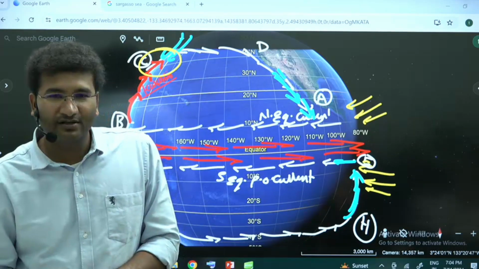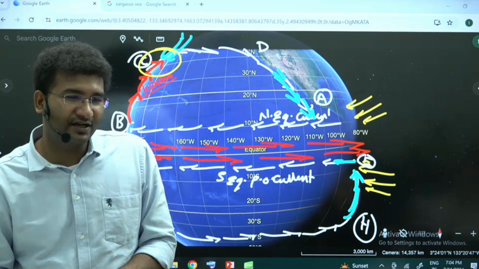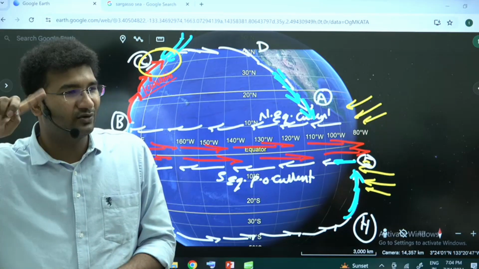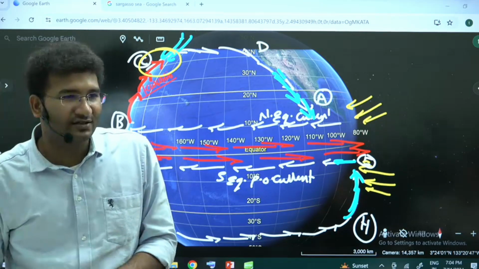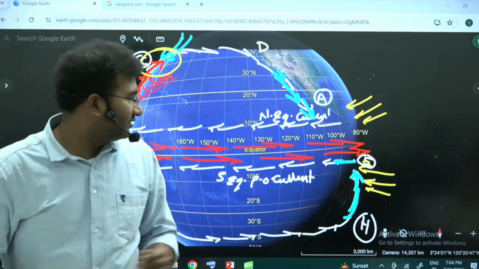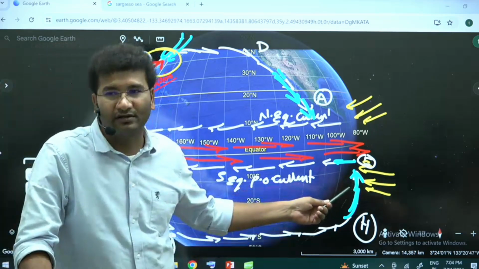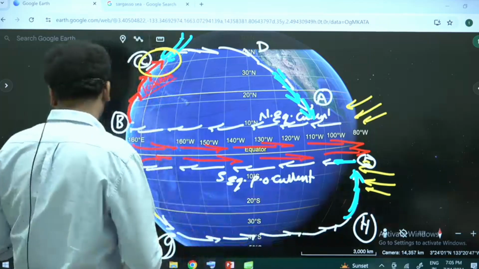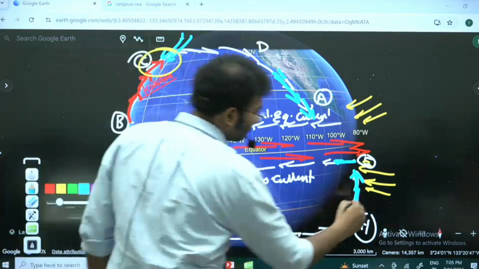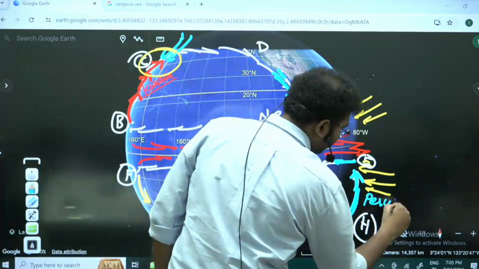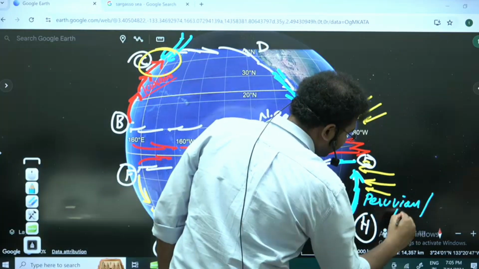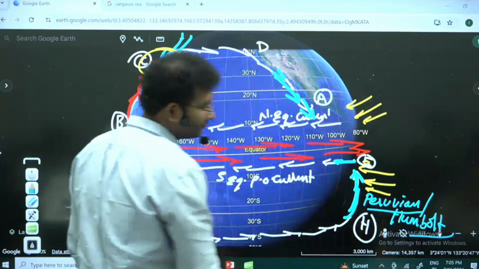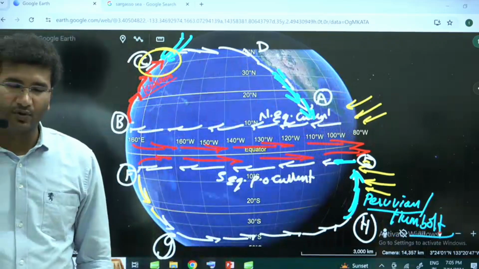Now this Humboldt is the first person who identified that there is a cold water current, leading to the concept of El Nino and La Nina, which you'll learn in tomorrow's class. So this Humboldt current is named after the scientist Humboldt. Its other name is Peru. You can call it either Peruvian current or Humboldt current.